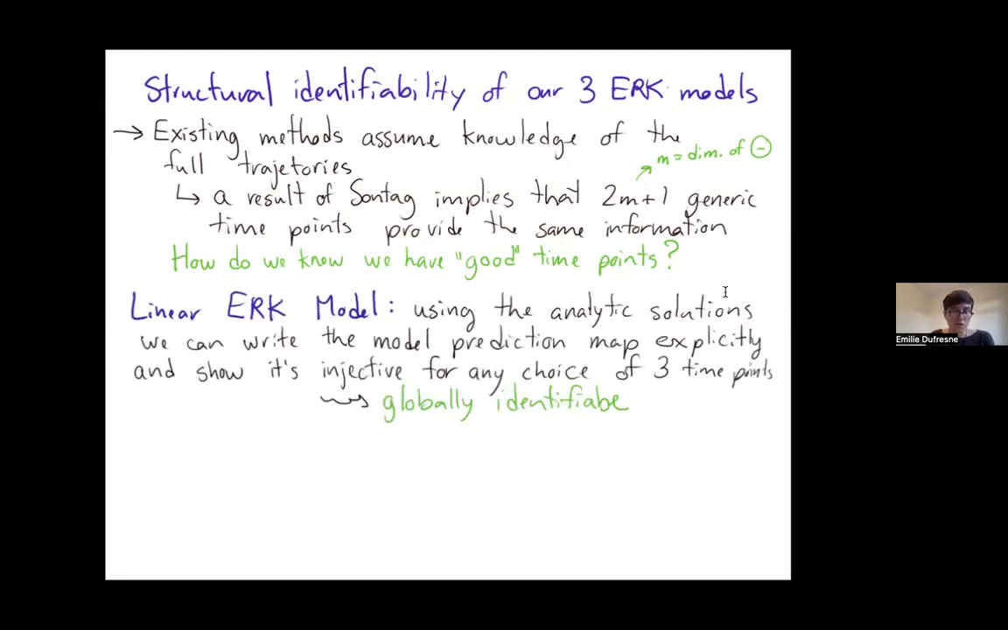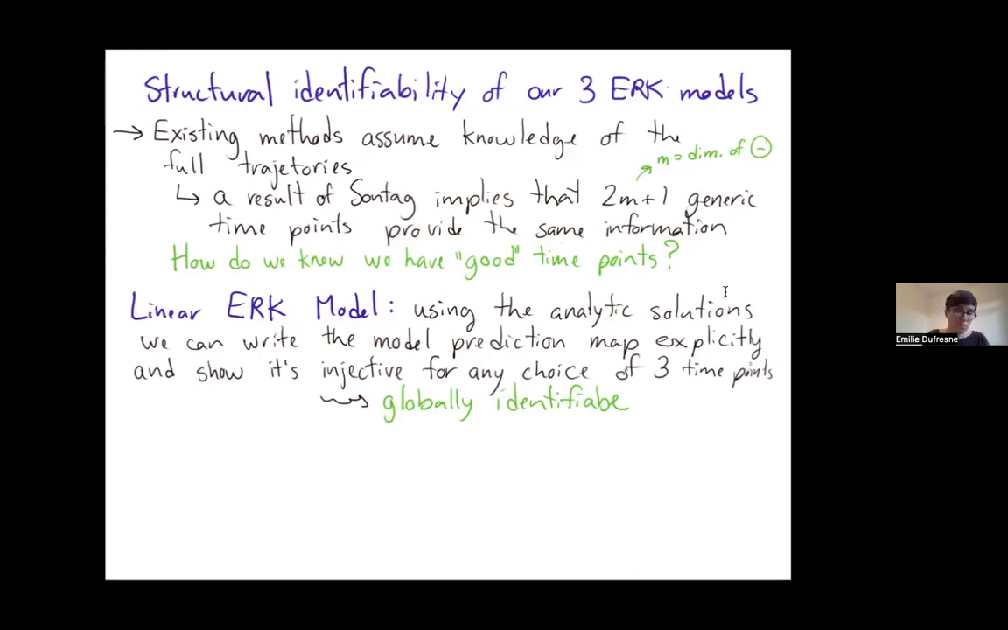So in the case of the linear ERC model, as I've mentioned before, this one does have analytic solutions, and so you can write the model prediction map explicitly. And we have shown that this map is injective for any choice of 3 distinct time points. So this tells me that this one is indeed globally identifiable. We got our hands dirty and did the calculations. That one we know for sure.